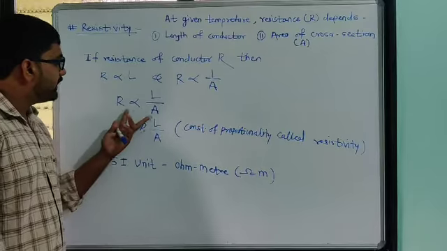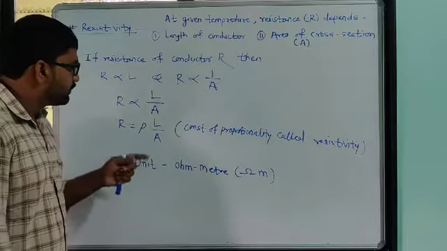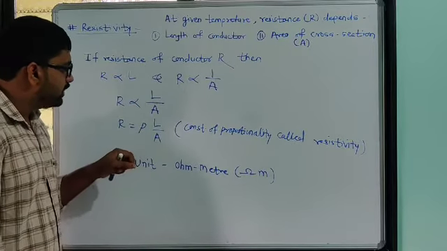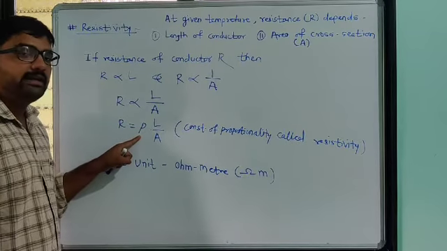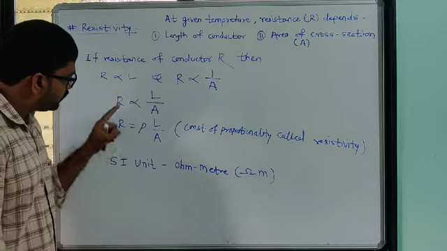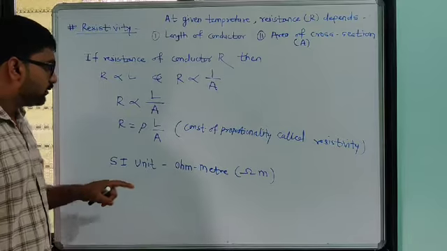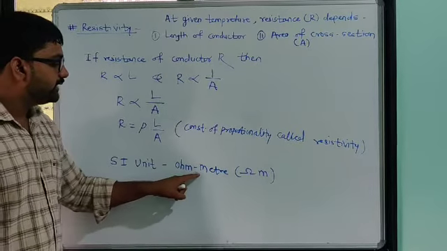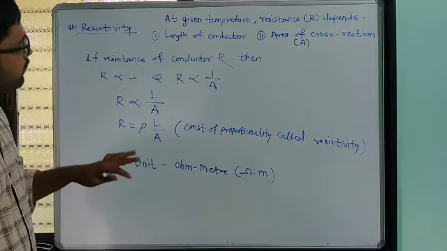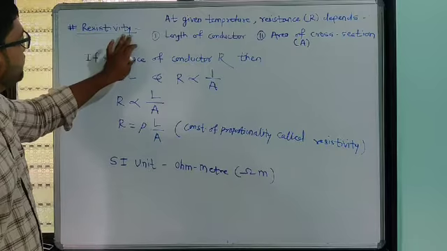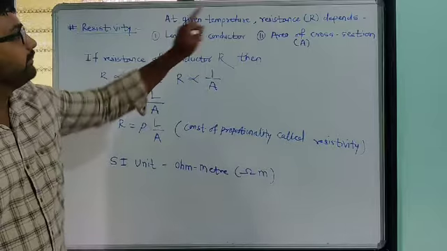So we can write this equation combinedly as resistance is proportional to L by A. To remove the proportionality, we have to introduce one constant term, that is rho. This inclined P-like structure is called rho. This is nothing but the resistivity of a particular conductor, and the SI unit of resistivity is ohm meter. In such a way we can calculate the resistivity of a particular material at constant temperature.